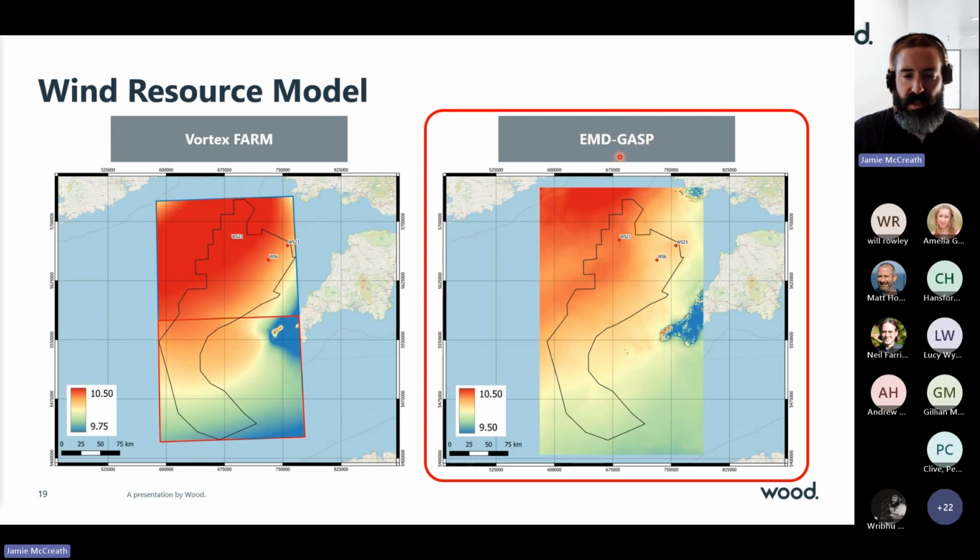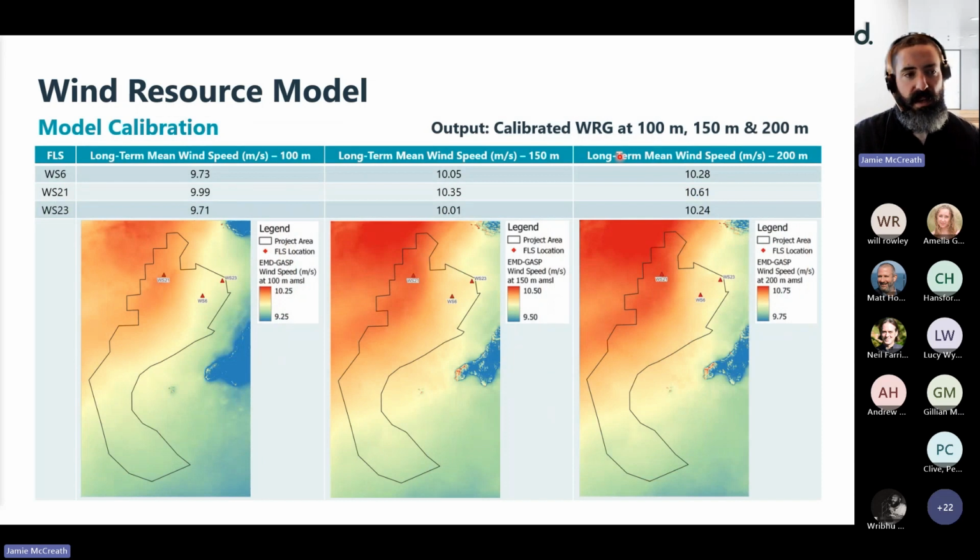The next stage is obviously to produce the calibrated model. So what we've done is we've taken the long-term mean wind speeds. So you can see these here for each of the LiDAR locations at heights of 100, 150 and 200 meters. And they've then been fed into the model. And essentially it's an inverse distance weighted approach that's applied to calibrate the wind resource model using these site measurements.